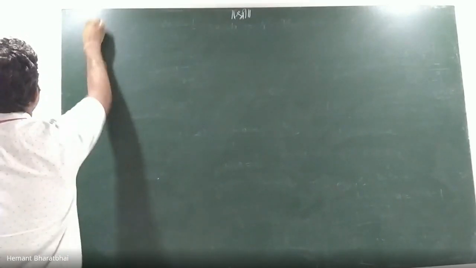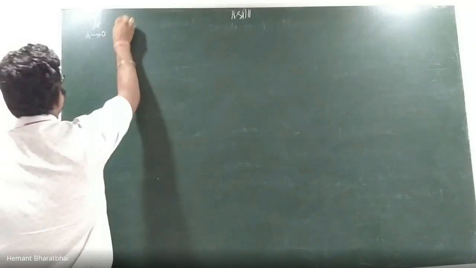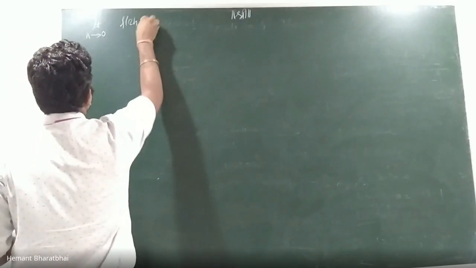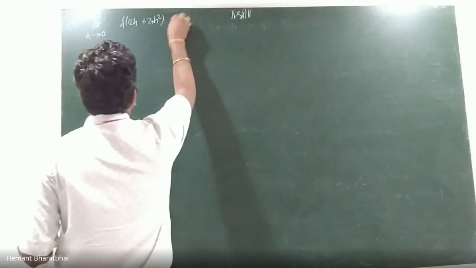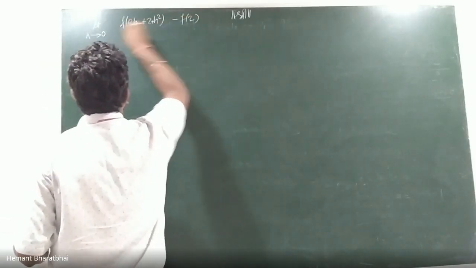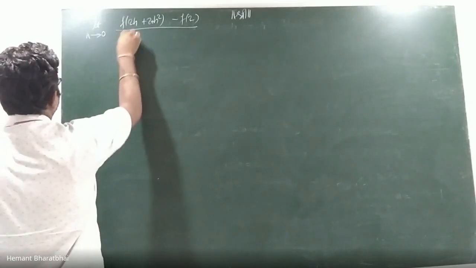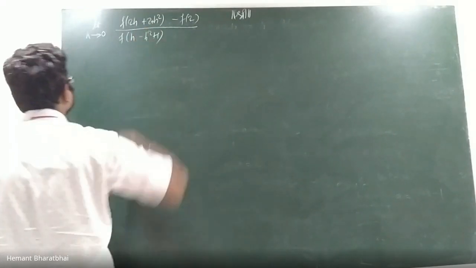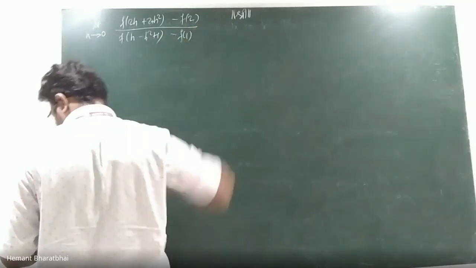Next is limit of h tends to 0, f of 2h plus 2 plus h square minus f of 2 upon f of h minus h square plus 1 minus f of 1.